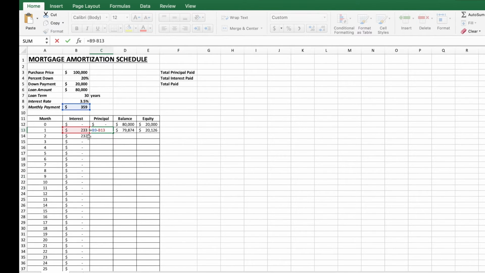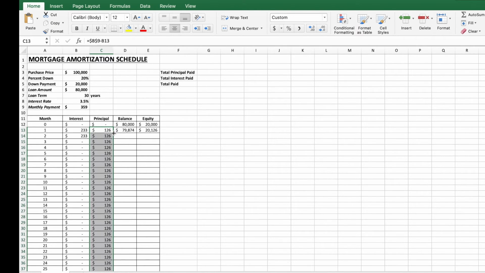Our principal is always going to be our monthly payment minus the interest we paid that month. And so again, our monthly payment is always going to be the same. So we always want to focus on our B9 cell, which means we're going to put a $ sign in front of the B and a $ sign in front of the 9, and then press enter. Again, I want that to auto-populate all the way down to month 360. So I'm going to double click on that little rectangle and it'll auto-populate all the way down.